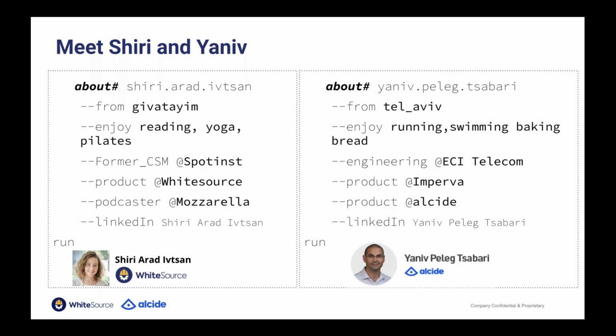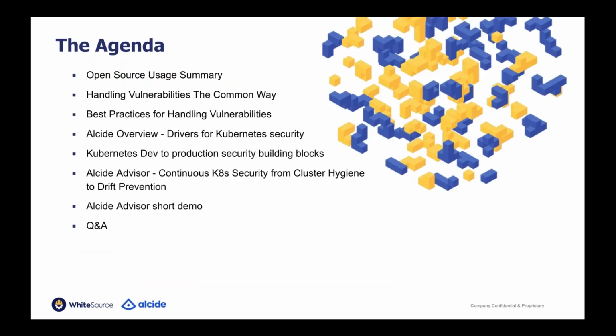Thank you. Thanks for the intro and thanks everyone for joining. So today we're going to have a very busy webinar. First of all, let's go over the agenda. We're going to discuss some statistics about open source usage. The most important thing that we're going to deal with today is security. So we're going to discuss the common way to handle vulnerabilities, and then we'll discuss some best practices for handling open source vulnerabilities. Then we have the second part of the webinar, which is Yaniv's presentation. He's going to present a quick overview of Alcide and some great ways to secure Kubernetes and Kubernetes building blocks.